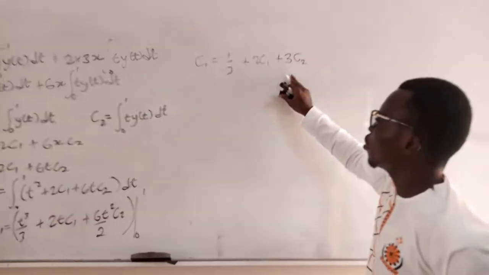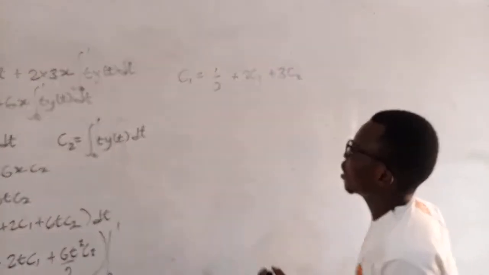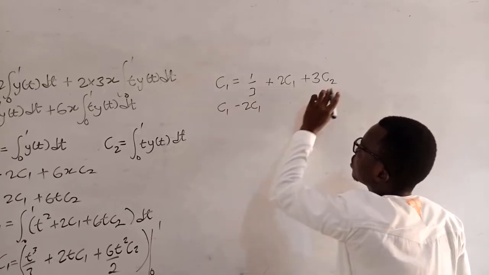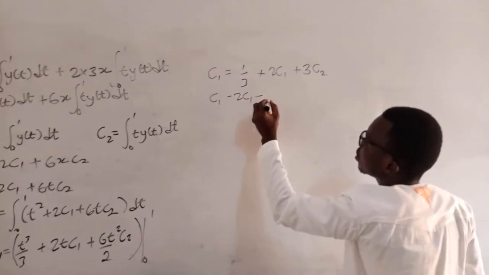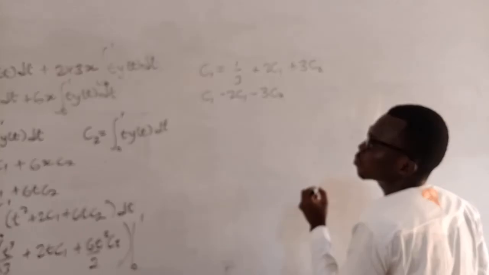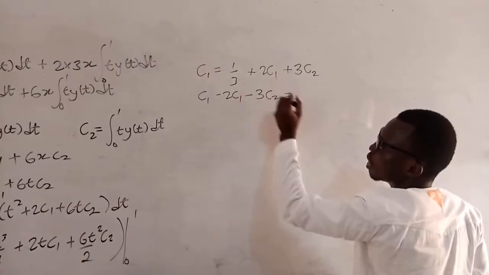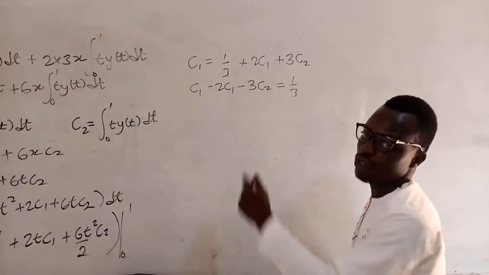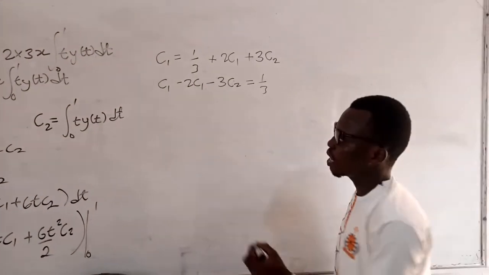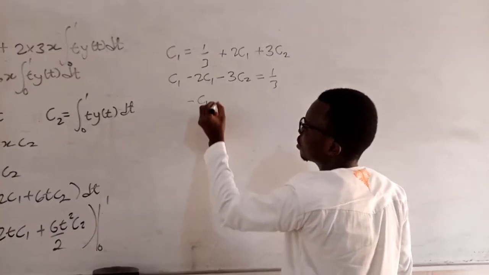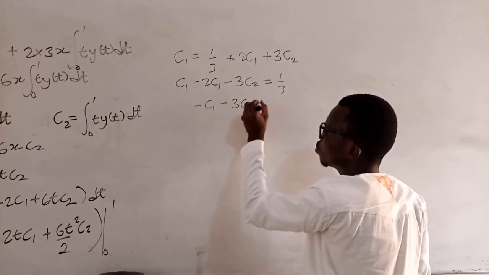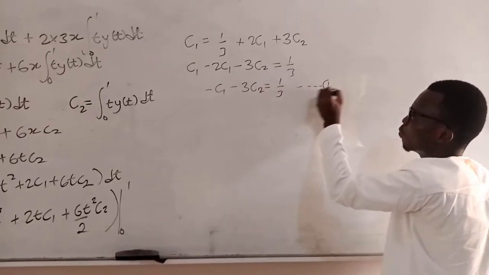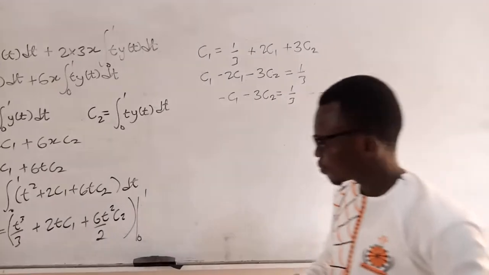Now let's bring all the constants to one side. We're going to have c1 minus 2c1, then minus 3c2, equal to 1 over 3. So c1 minus 2c1 will give me minus c1. We have minus c1 minus 3c2 equal to 1 over 3. Let's name this our equation 1.